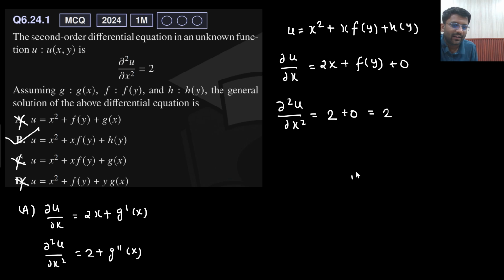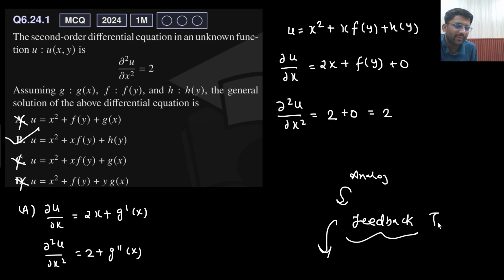Like in EC, in analog electronics, there is a topic called feedback topology. Hardly 3 to 4 questions have come from this topic in GATE examination history till this point. But still, we studied this topic for roughly 7 to 8 hours, very in-depth.